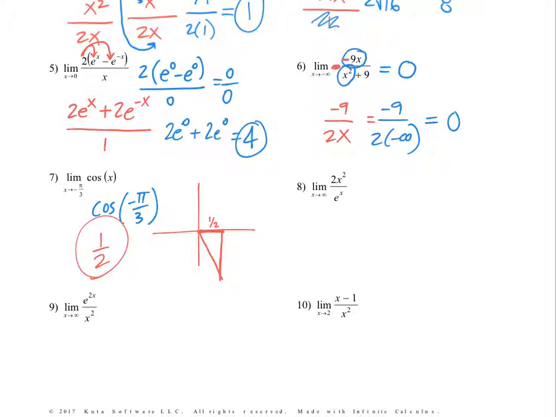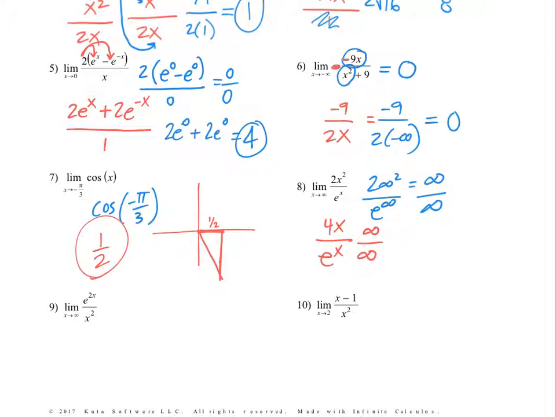Number 8, plug in infinity. I get 2 infinity squared, which is infinity. And on the bottom, e to the infinity, also infinity. Perfect example, L'Hopital's. All right, so take the derivative of the top, 4x. Take the derivative of the bottom, it stays e to the x. Now when I sub in again here, I'm going to get infinity over infinity again, because 4 times infinity is infinity. E to the infinity is infinity. You can do L'Hopital's again.